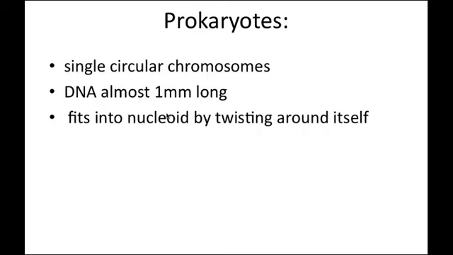Most cells are only 1 micrometer, so these things have to figure out a way to get it all jam-packed into the one little tiny cell. So there's no histones, there's no proteins involved in the DNA twisting. Oftentimes this is just by supercoiling.